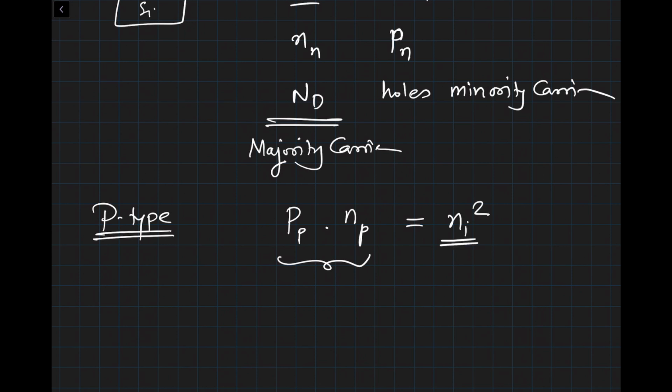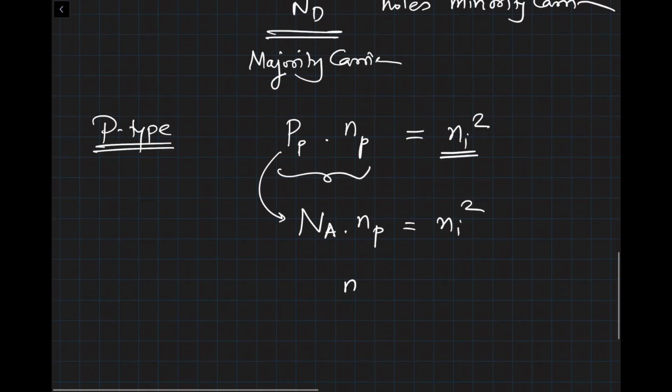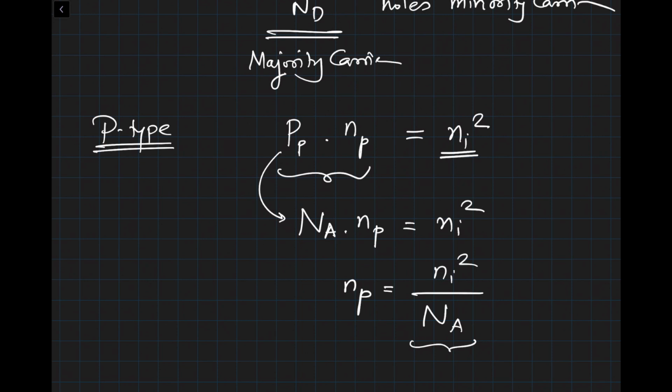Okay, so in this case we can say that if P_p is your acceptor impurity, we say this is N_a, times N_p is equal to n_i squared. So the minority carriers in a p-type semiconductor, which are electrons, are equal to n_i squared divided by N_a, which is the doping concentration of the p-type material. In this case, it's boron.